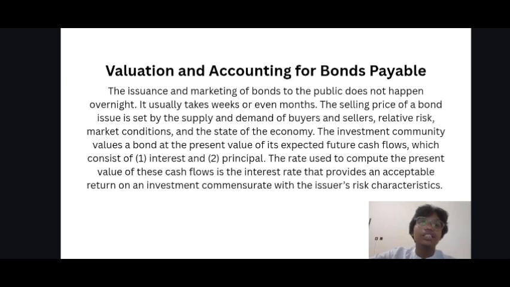The issuance and marketing of bonds to the public does not happen overnight. It usually takes weeks or even months. The selling price of a bond issue is set by the supply and demand of buyers and sellers, relative risk, and market conditions. At the date of issue, the investment community values a bond at the present value of its expected future cash flows, which consist of, one, interest, and two, principal. The rate used to compute the present value of these cash flows is the interest rate that provides an acceptable return on an investment commensurate with the issuer's risk characteristics.